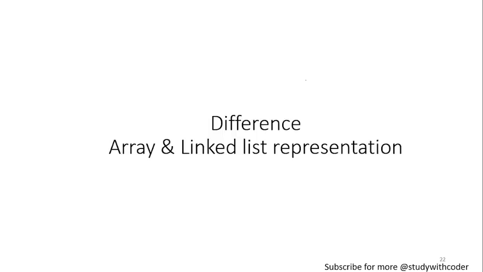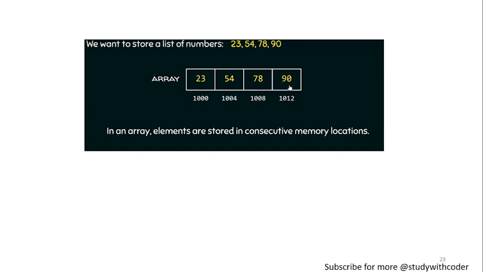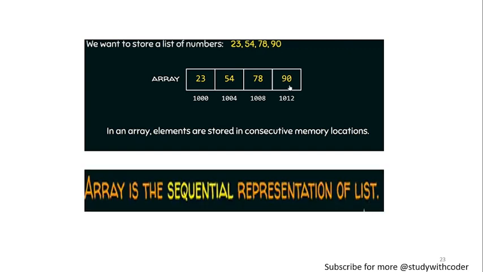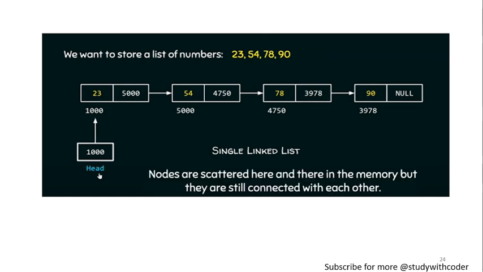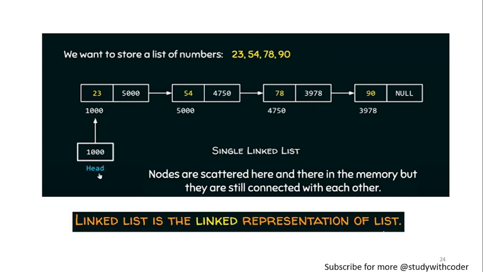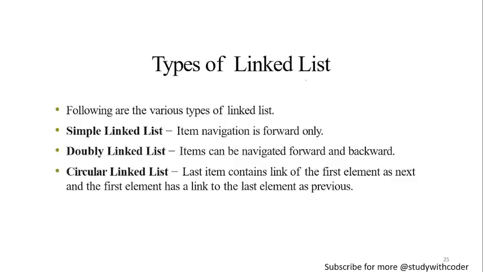Difference between array and linked list representation. We want to store a list of numbers 23, 56, 78, 90. In an array, elements are stored in consecutive memory locations. So an array is the sequential representation of a list. And here we want to store a list of numbers in a linked list. Nodes are scattered in memory, but they are still connected with each other. So a linked list is the linked representation of the list.